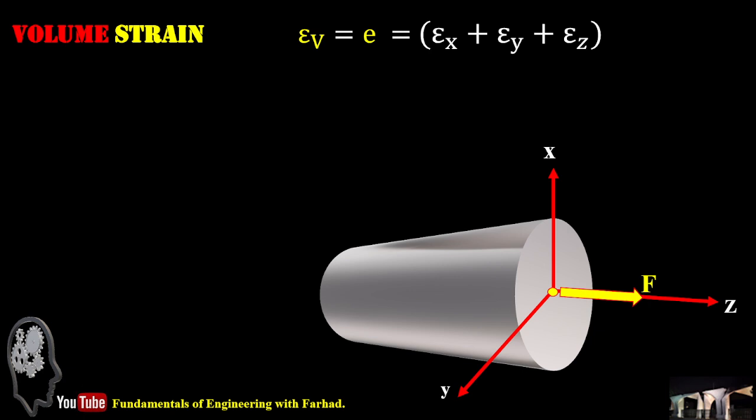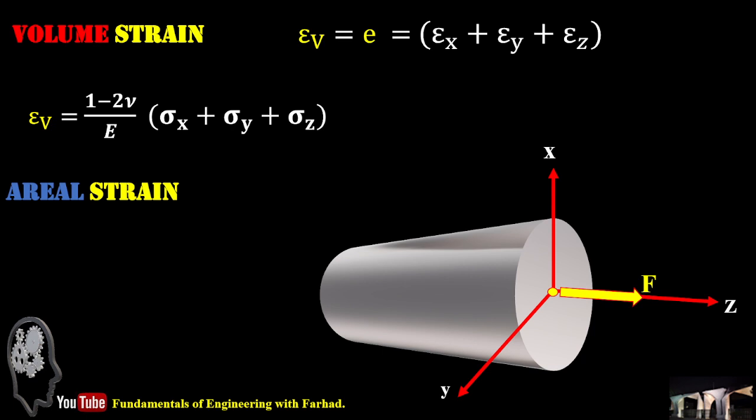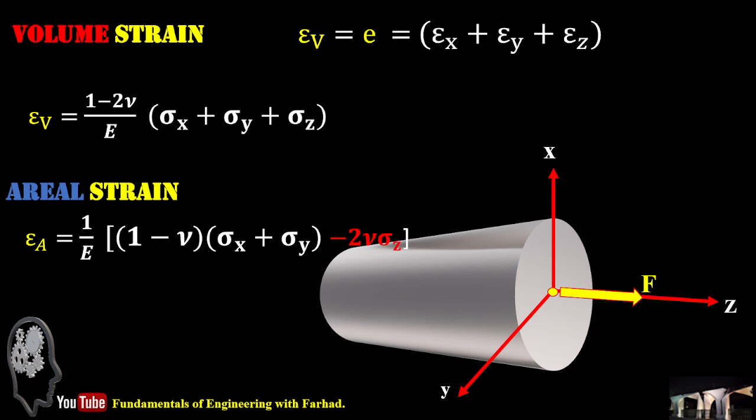So we remember that volume strain is epsilon V, and epsilon V is equal to the summation of epsilon x plus epsilon y plus epsilon z. And from the equation, epsilon V is (1 minus 2 nu) over E times the summation of sigma x plus sigma y plus sigma z. And we already know our sigma, and also areal strain is epsilon A, which comes from this equation, and that's nothing but epsilon x plus epsilon y.